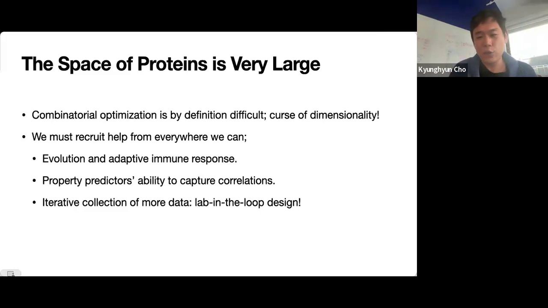And in order to cope with this, at least, we must recruit help from everywhere we can. And in our case, we get help from the evolution, we get help from the adaptive immune response, we get help from the property predictor's ability to capture correlations, and hopefully down there a bit of causation as well. And then finally, we use the lab in the loop platform to iteratively collect more and more data. But even then, it's a very difficult problem.